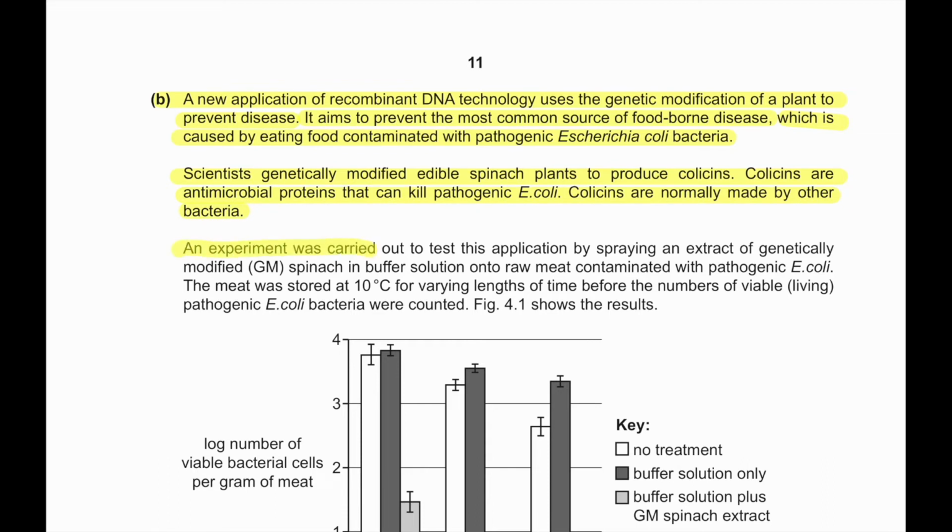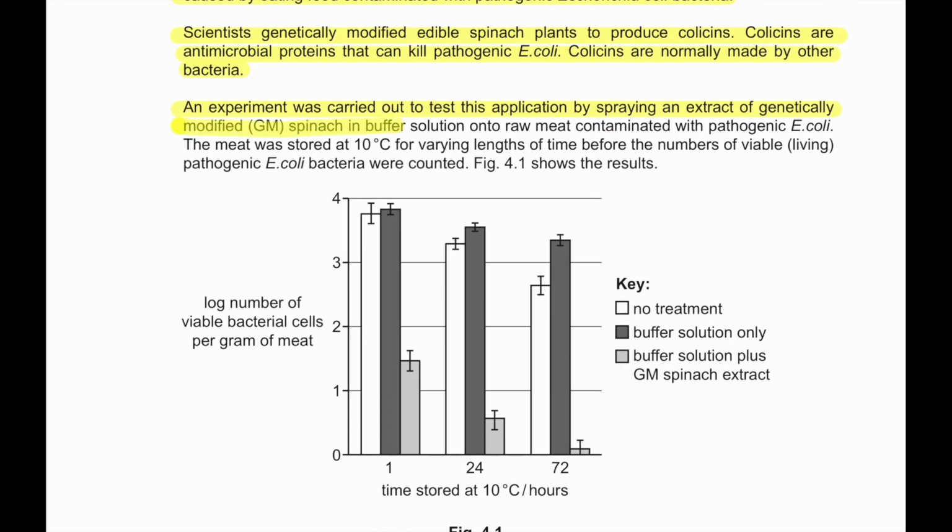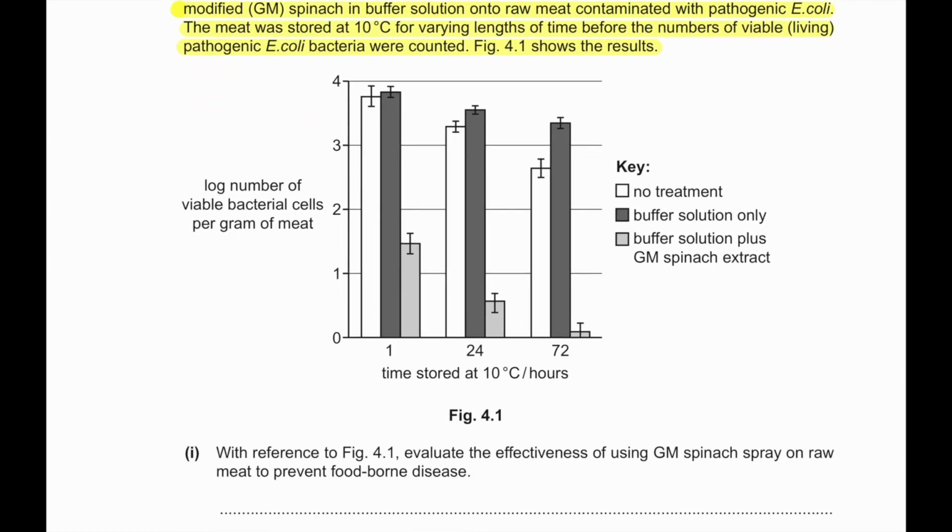An experiment was carried out to test this application by spraying an extract of genetically modified GM spinach in buffer solution onto raw meat contaminated with pathogenic E. coli. The meat was stored at 10 degrees Celsius for varying lengths of time before the number of viable living pathogenic E. coli bacteria were counted. Figure 4.1 shows the result.